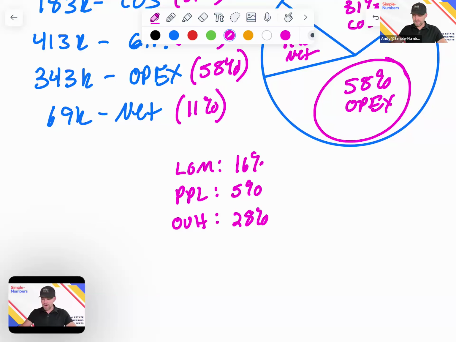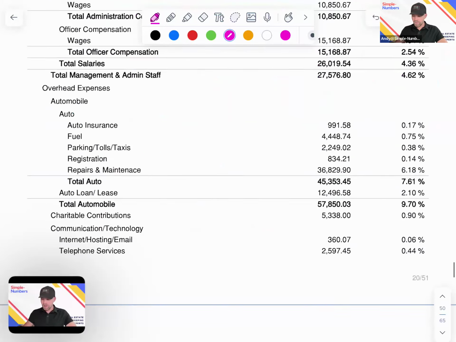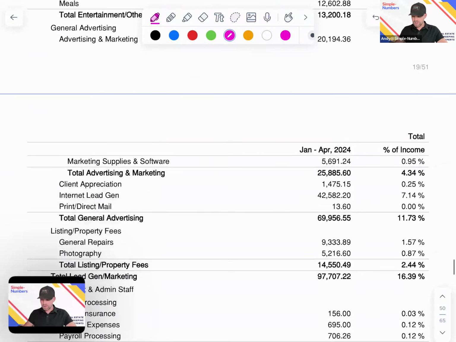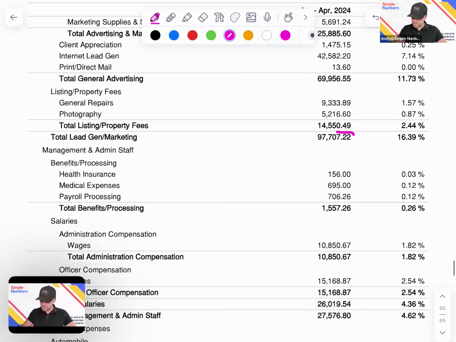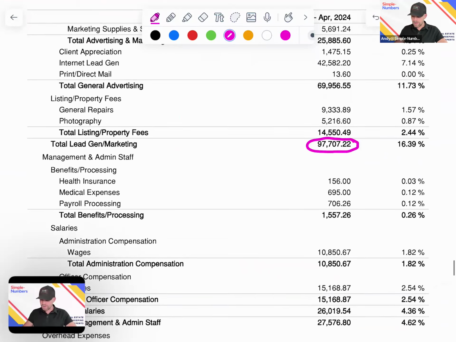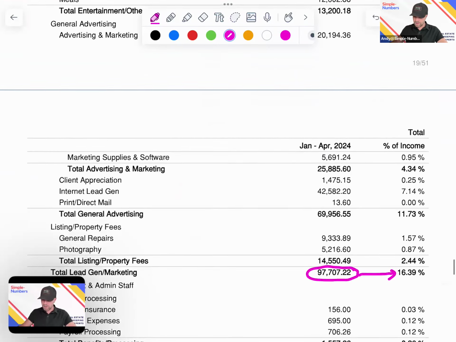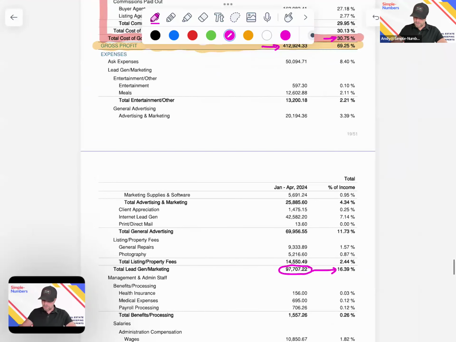But lead gen, we were at 16%. So he's too high, about 6% on lead gen and marketing. He's way too high on overhead. So we do need to fix that. But if we specifically are talking about lead gen and marketing, you spent $98,000 or 16% on lead gen marketing. That's this category right here. Those are all the lead gen marketing dollars.